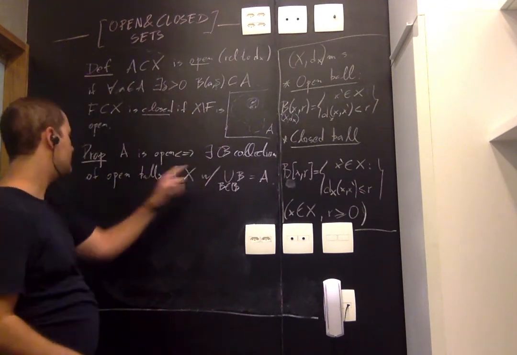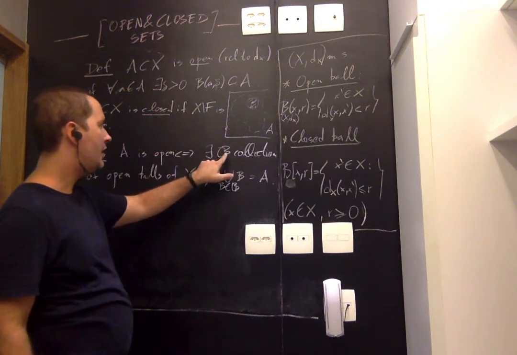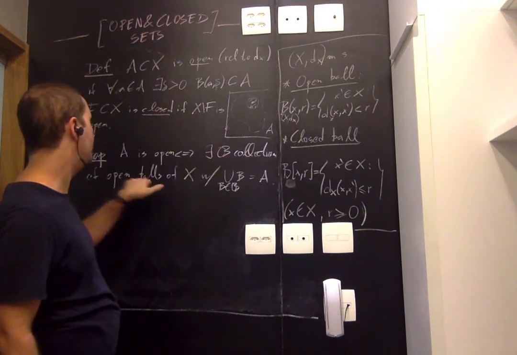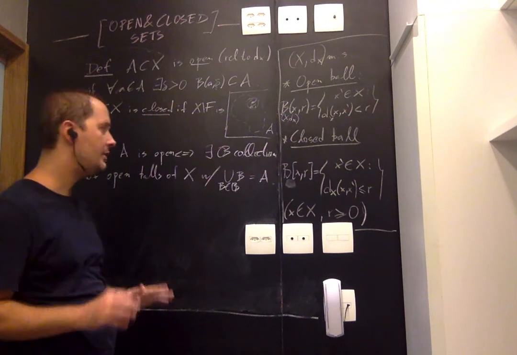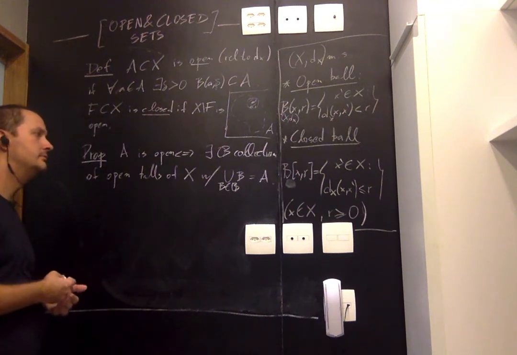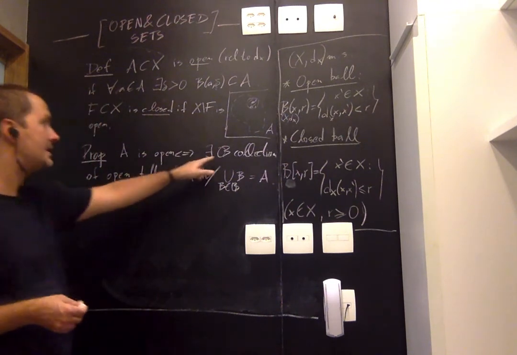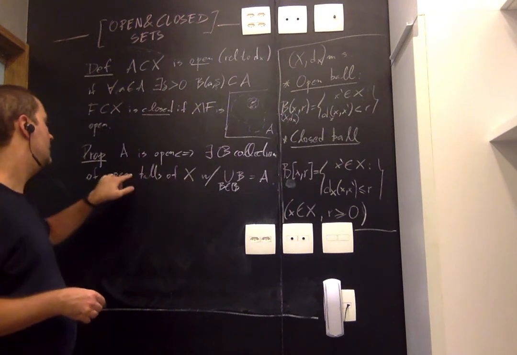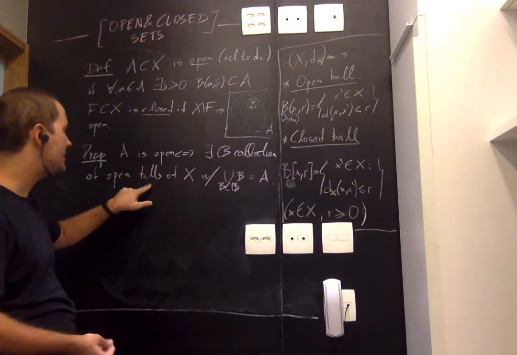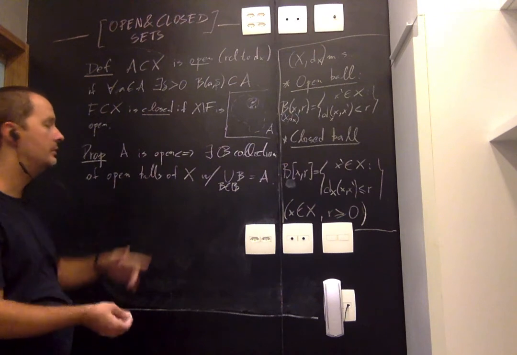What do I mean by a collection of open balls? I just say, here I have a set whose elements are open balls of X. That's what a collection of sets means in general: a set whose elements are subsets of X. A collection of open balls is a collection of subsets whose elements are all open balls.